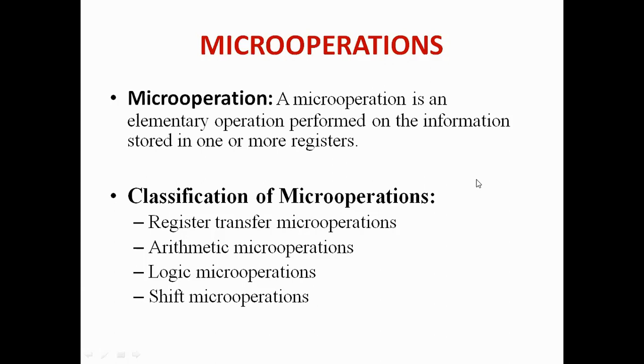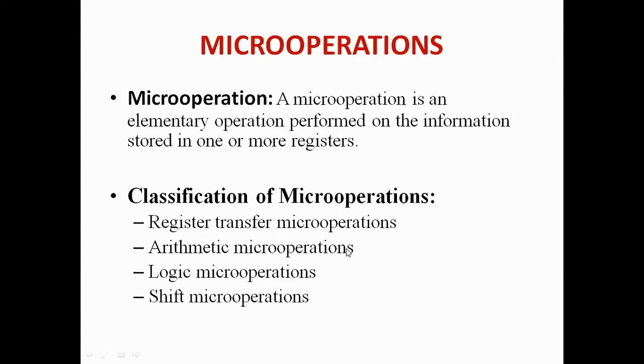Micro operations are categorized into four types. First is register transfer micro operations. Those micro operations which represent the transfer of contents of one register to another, maybe from R1 register to R2, from some data register to some other accumulator register, like this. So this is register transfer operations. We already studied them. We saw how to represent these operations also.